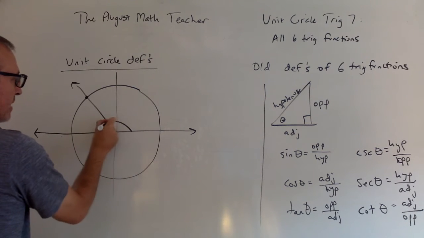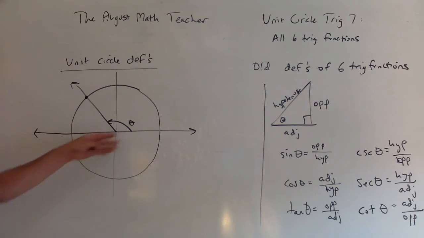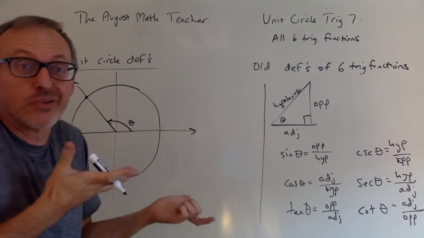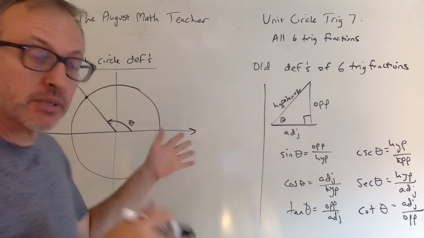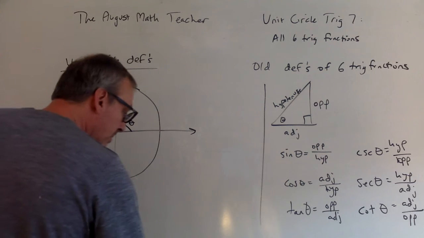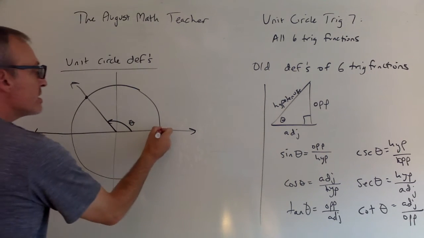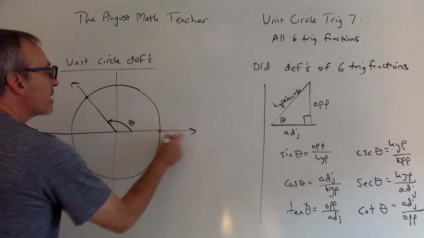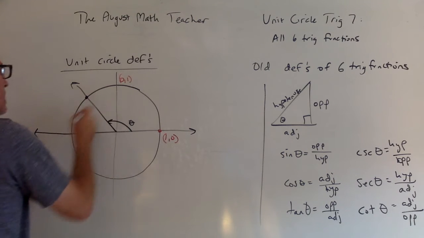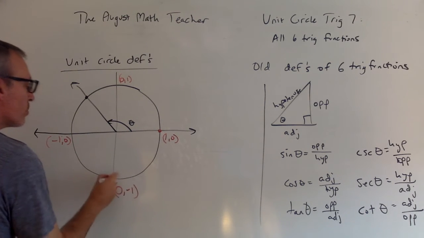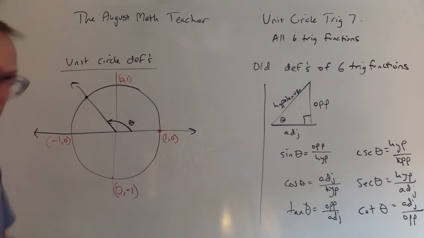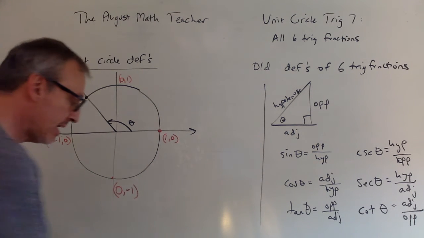So I'm going to have some angle theta. It is not important that it's a positive angle. I put it in the second quadrant just because, whatever, it's got to be somewhere. But it could be in any quadrant. It could be any sort of rotation. But this is the unit circle. So this is (1, 0), (0, 1), (-1, 0), and (0, -1). Those are the ordered pairs for those 4 points. The radius of this thing is 1.